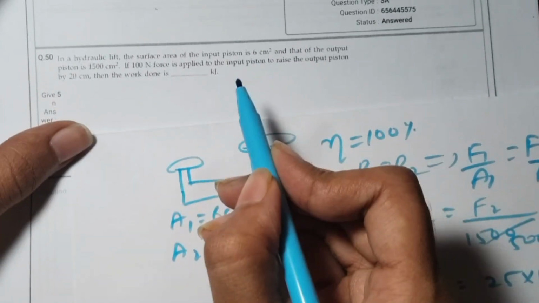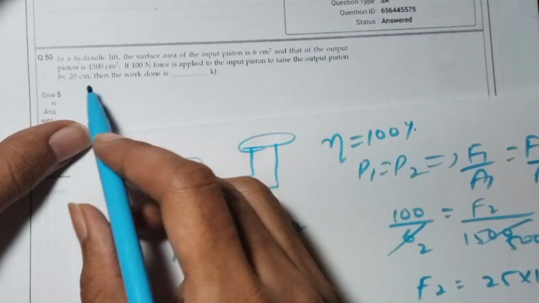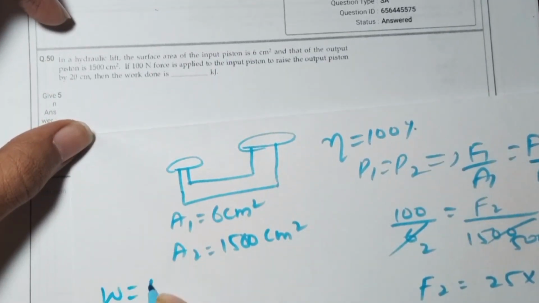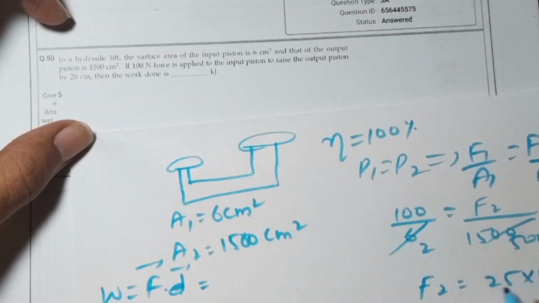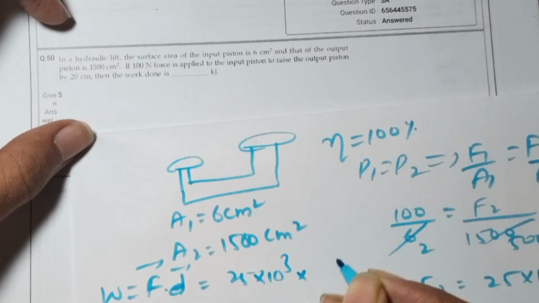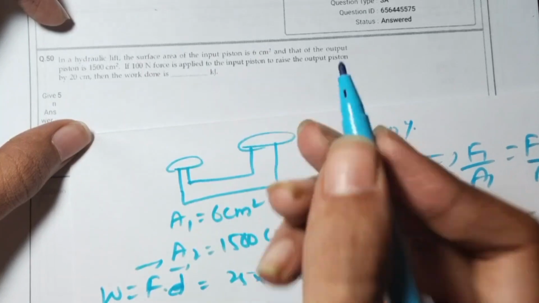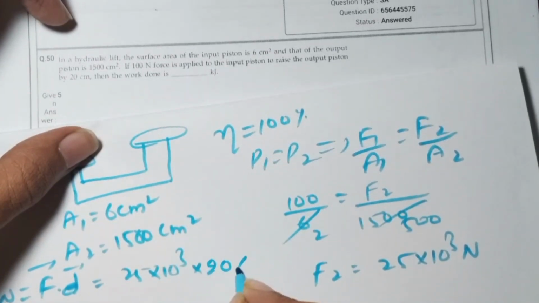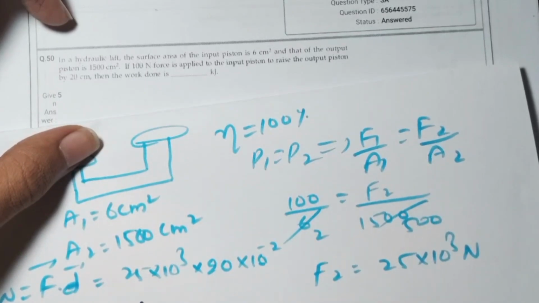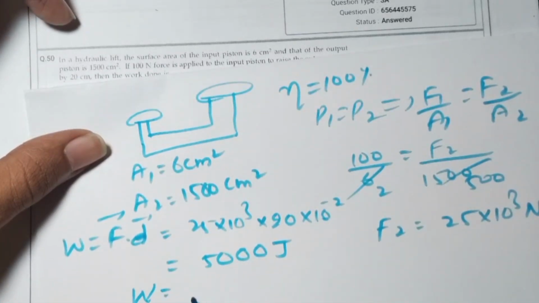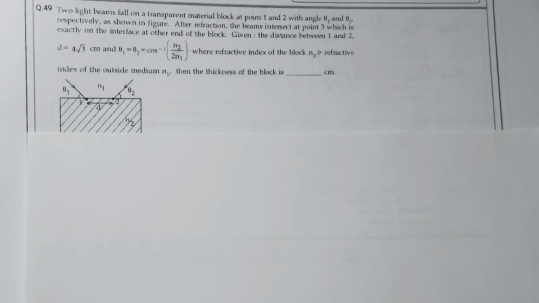But the question was asking the work done to raise the output piston by 20 centimeters. So work done equals F dot D, right? F we have as 25 into 10 cube. The distance is given in centimeters and the answer is asked in kilojoules, so we have to convert centimeters into meters: 20 into 10 power minus 2. So we are getting 5000 joules, but the question was asking in kilojoules, which is 5 kilojoules. Okay, let us move to the next question.